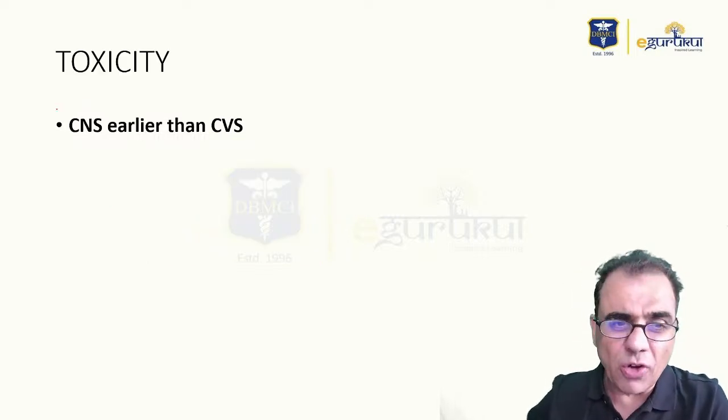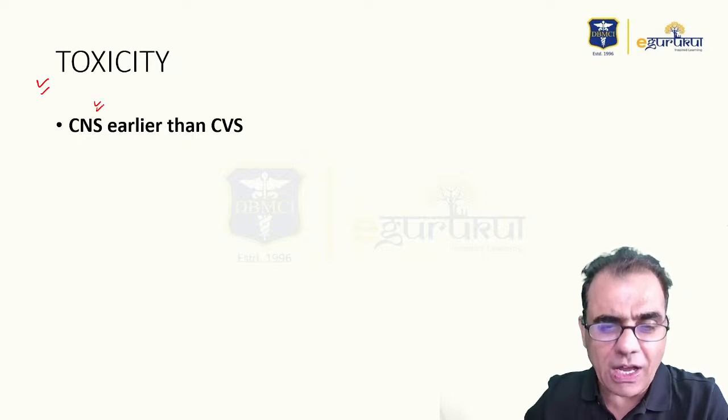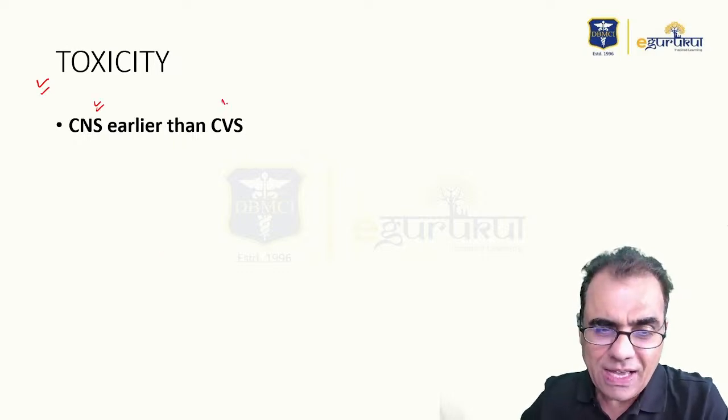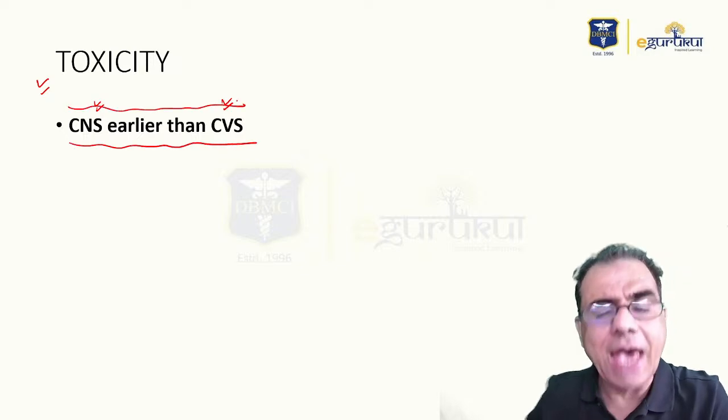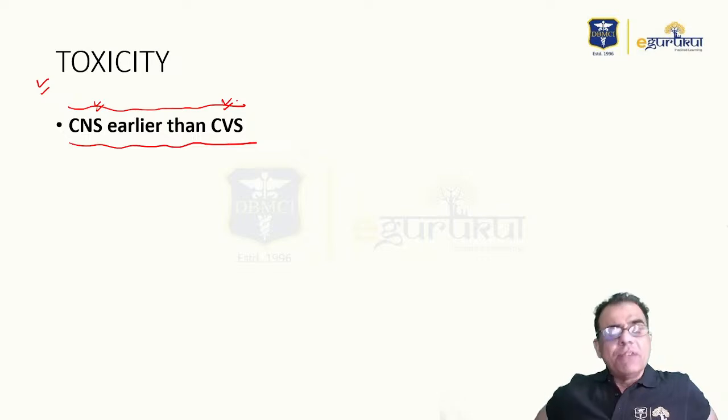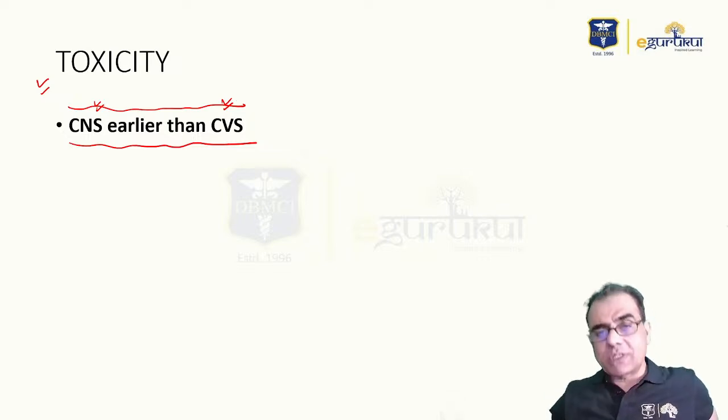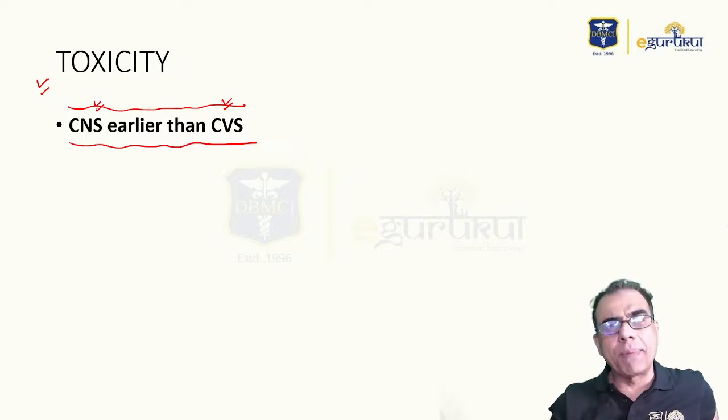Now, toxicity of local anesthetics: the two systems involved are CNS and CVS. And CNS is far, far more sensitive as compared to CVS. So CNS is far more sensitive. So definitely CNS is involved at much lower doses as compared to CVS.